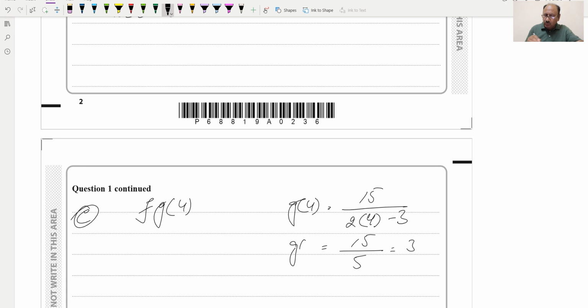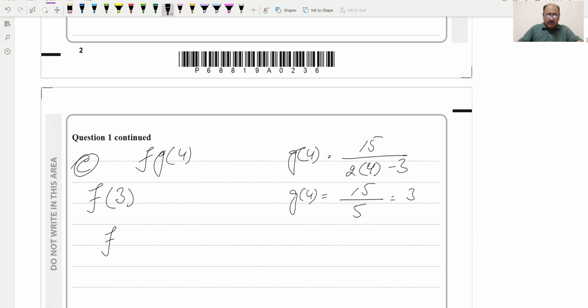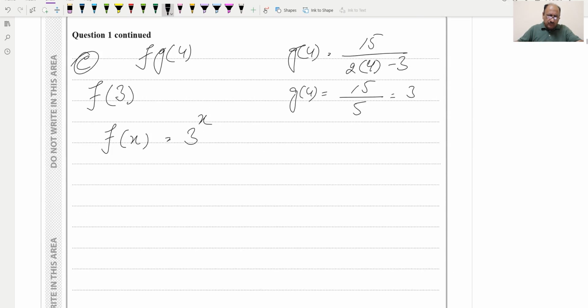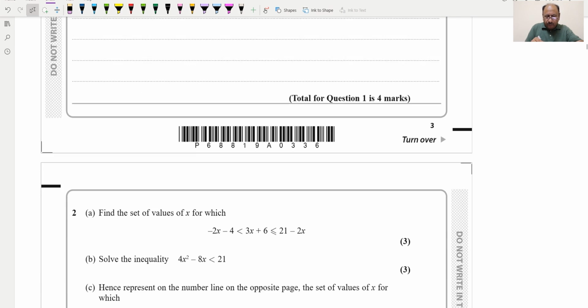Now g of 4 is equal to 3, and this value of g of 4 we can replace over here. So f of g of 4 means f of 3. Now we can find f of 3. We know f of x is equal to 3 raised to the power x, so f of 3 will be equal to 3 raised to 3, which is equal to 27, and 27 will be the answer for this.